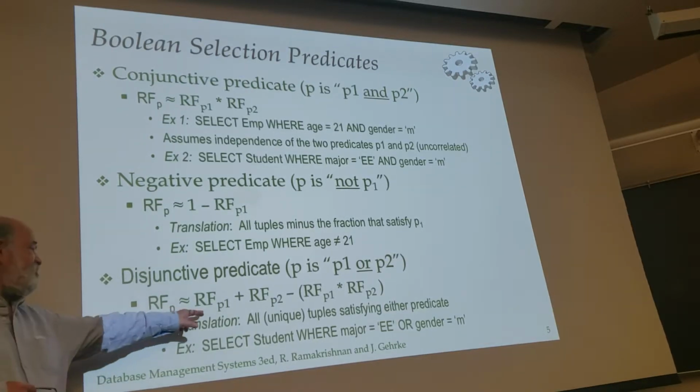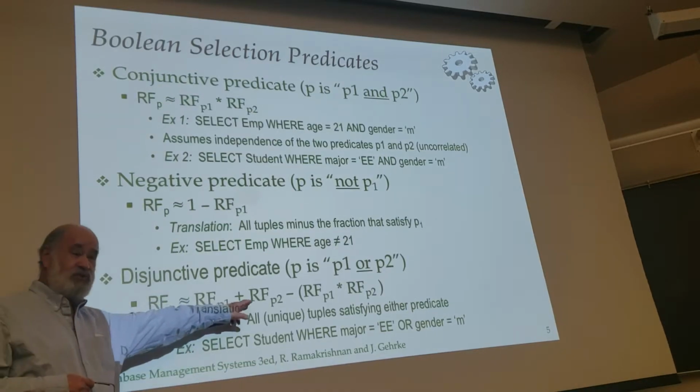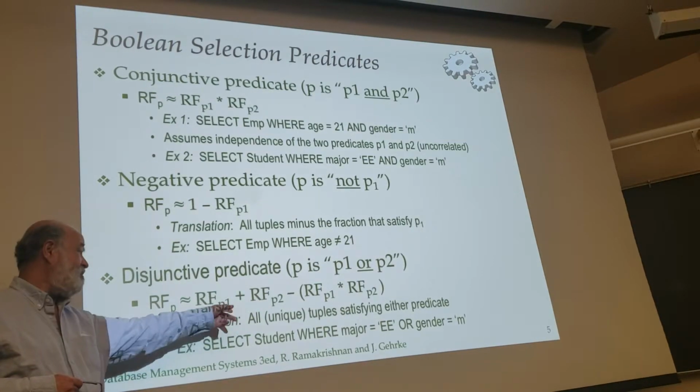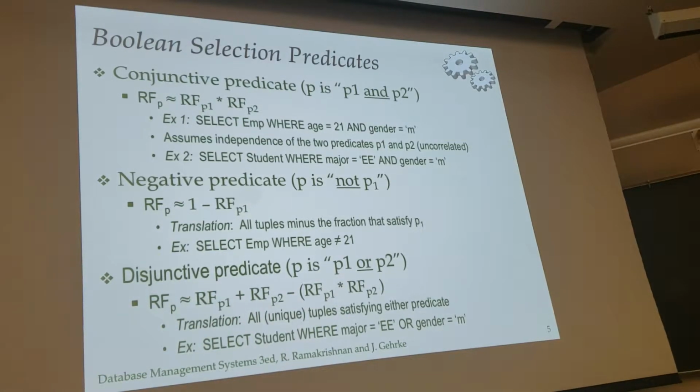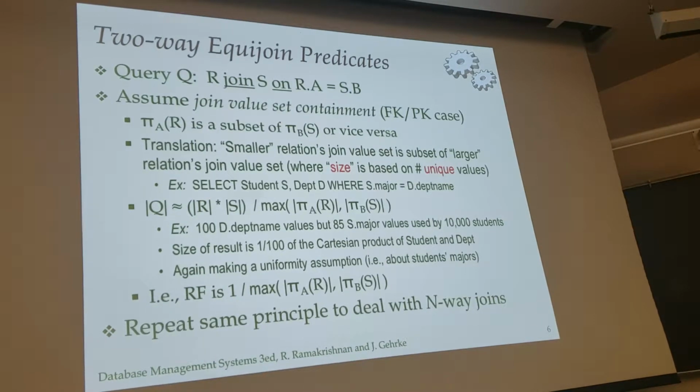So RF of P1 counts the case where P1 and P2 are true. RF of P2 also counts the cases where P1 and P2 are true. So to get the value, you subtract the thing that's double counted. That's how that works. Okay.